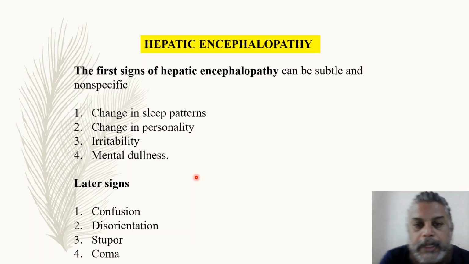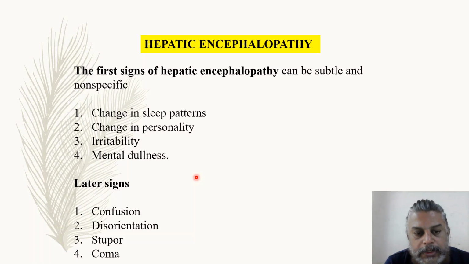A little bit about hepatic encephalopathy. An encephalopathy where the primary cause of the disease is the liver is known as hepatic encephalopathy. The first sign of hepatic encephalopathy can be subtle, very difficult to know, and it may be non-specific. So we should have a high index of suspicion regarding hepatic encephalopathy. The initial presentation may be changes in the sleep pattern. That means the patient is not sleeping at night, or he is sleeping more in the morning, and that is not his particular sleep pattern compared to initial times.